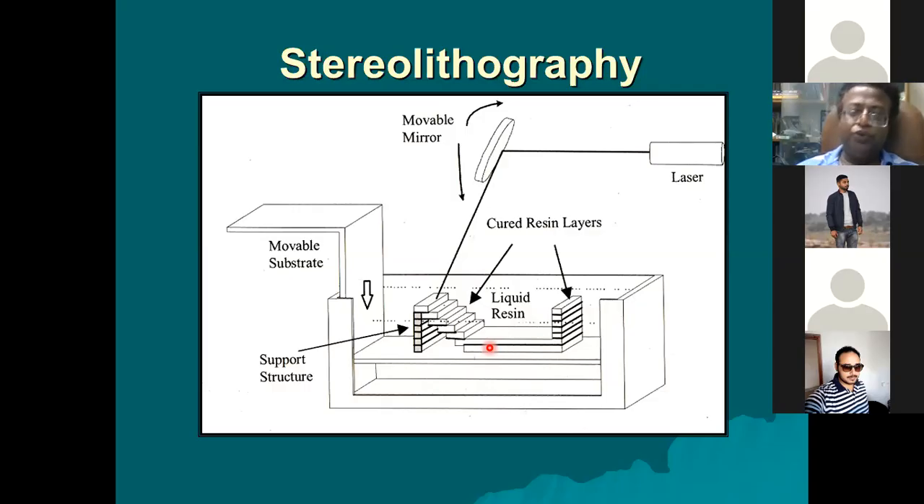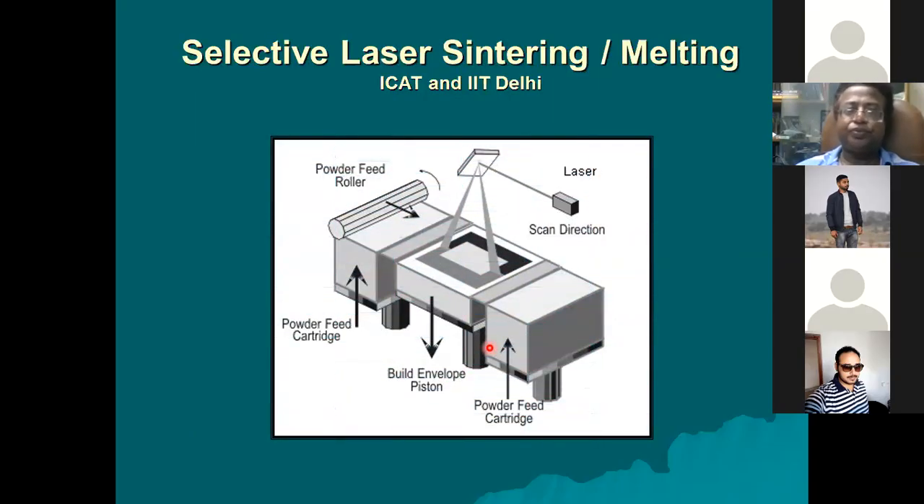Now I'll move to the second process. The second process is called selective laser sintering, when we use polymeric powder like nylon powder. The most common powder is the nylon powder, correct? So when we use nylon powder, we call it selective laser sintering. And when we use metal powder, we call it a selective laser melting machine.